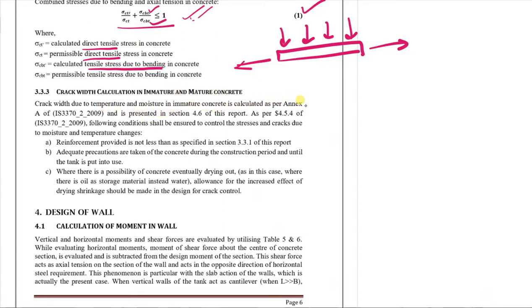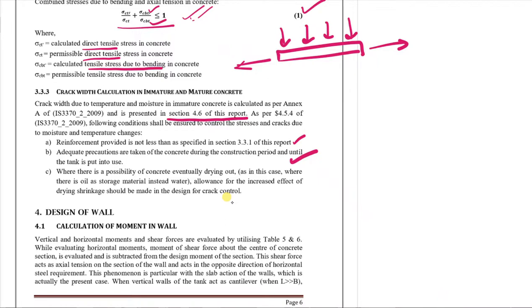Crack width calculation in immature and mature concrete. Crack width due to temperature and moisture in immature concrete is calculated as per Annex A of this and is presented in section 4.6 of this report. So this we will see in the design part. The following conditions shall be ensured to control the stresses and cracks due to moisture and temperature changes. Number 1, reinforcement in the wall is not less than the specified. This we have already seen. Number 2, adequate precautions are taken for curing of the concrete during the construction period and until the tank is put into use.